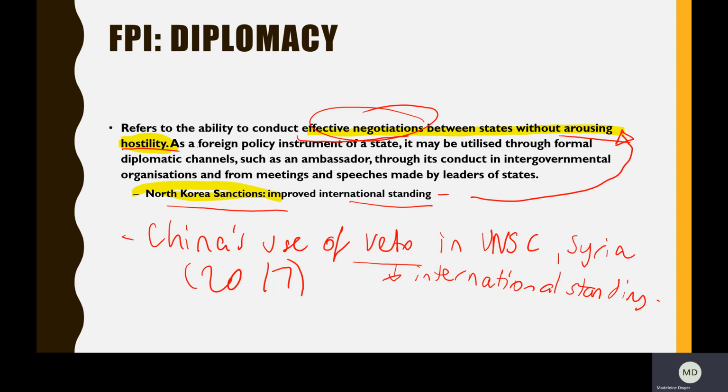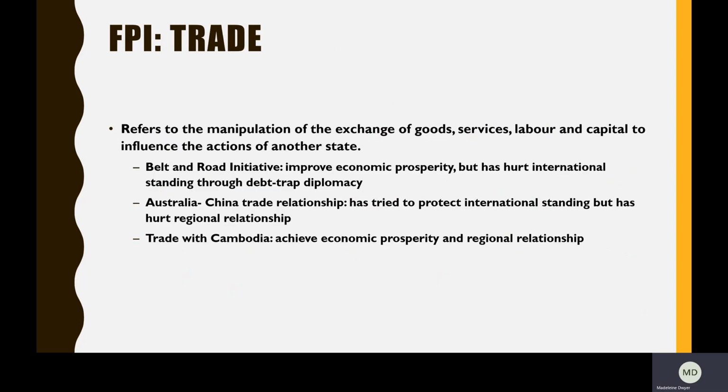Okay, now let's move on to trade. So trade aligns very nicely with economic power, but it's when you use manipulation of exchange of goods, services, capital, and labour to influence the actions of a state. So what they're trying to say here is that because of what you can offer in terms of your goods and your services, labour, it may actually result in states wanting to trade with you and work with you.